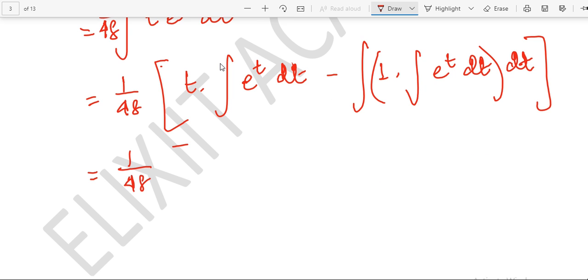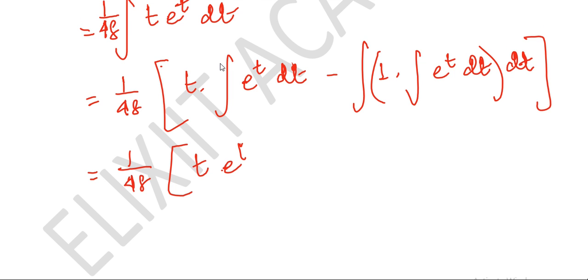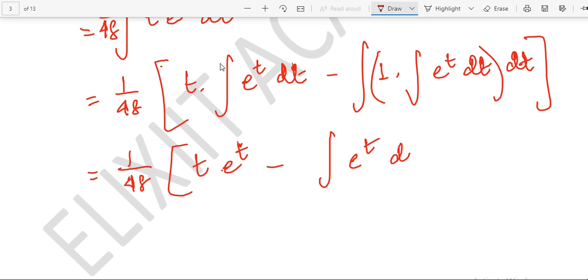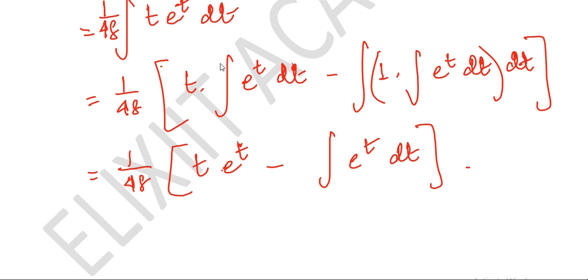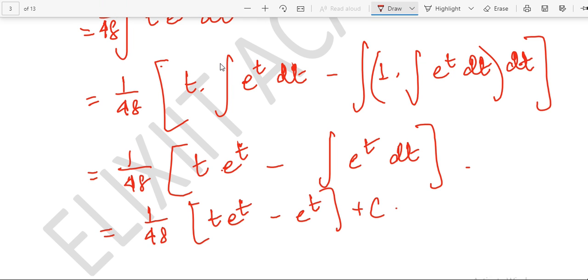So 1 by 48. Now integration of e to the power t is e to the power t, minus integration of, again integration of e to the power t dt is again e to the power t. So we have 1 by 48 into t into e to the power t minus, again integration of e to the power t is again e to the power t, plus c. So this is our I.